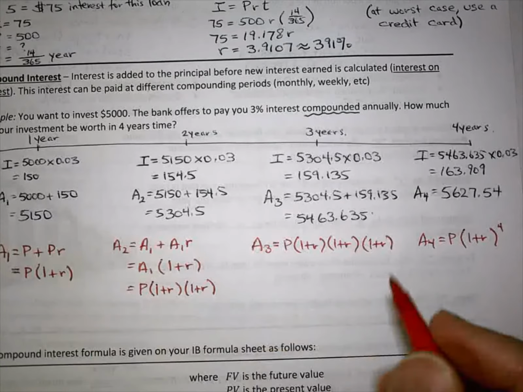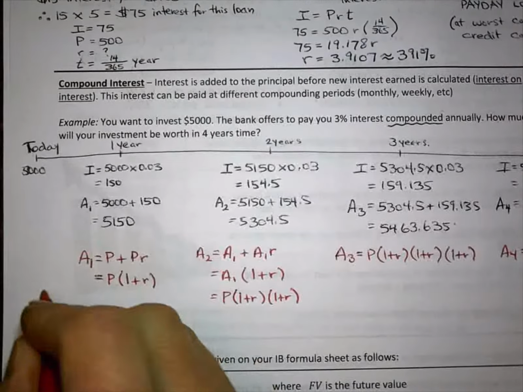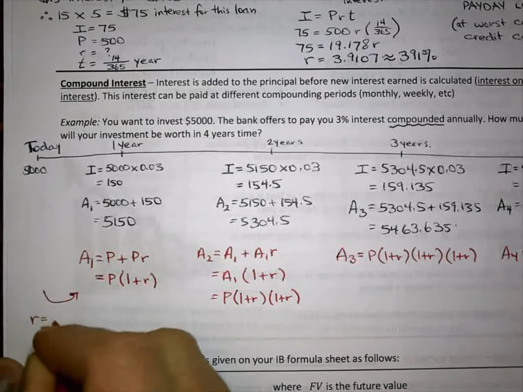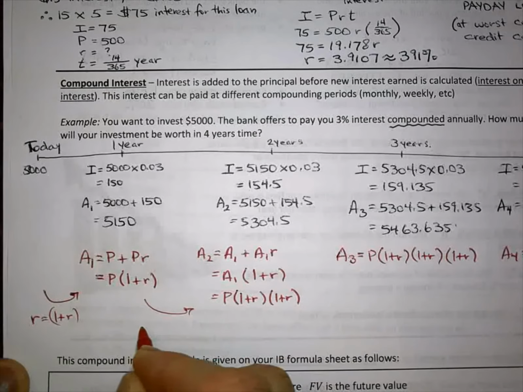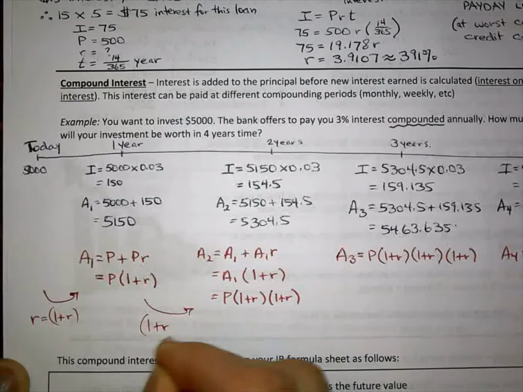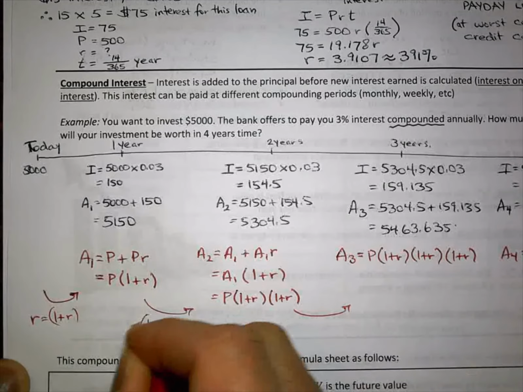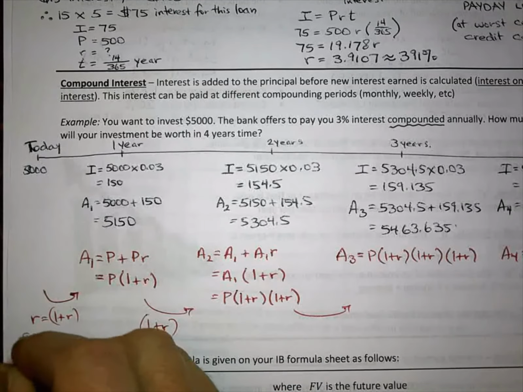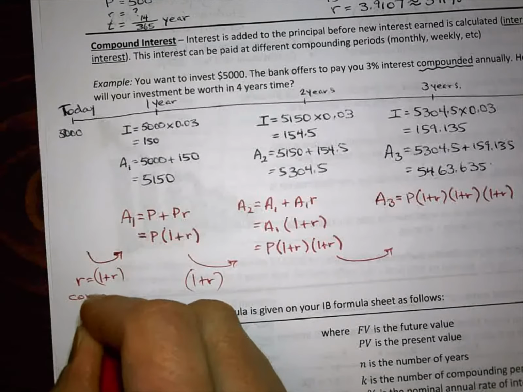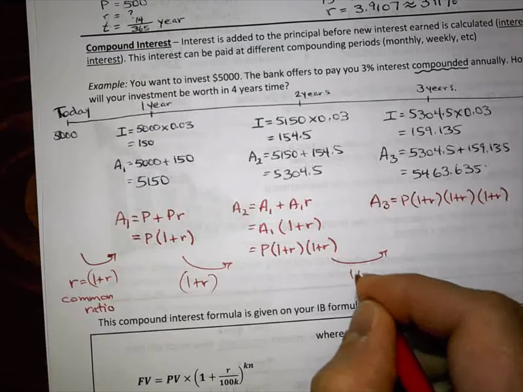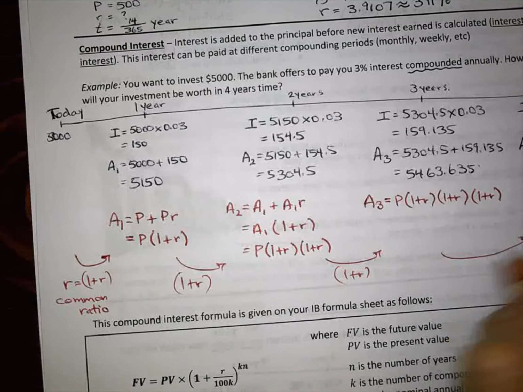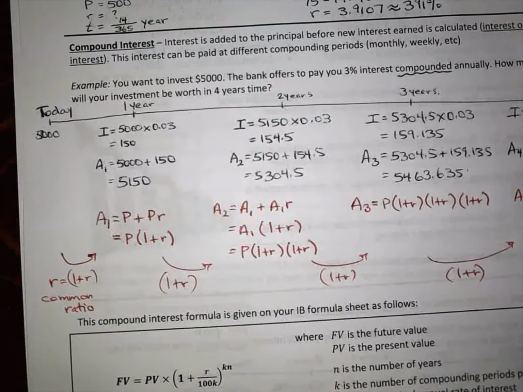So each time here, I'm multiplying by a common ratio of 1 plus R. I'll just write common ratio here so it's clear. And I'll write it's a geometric sequence.